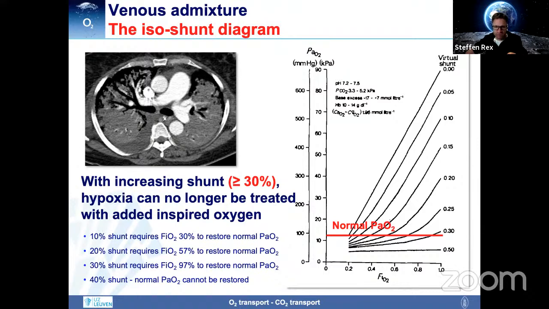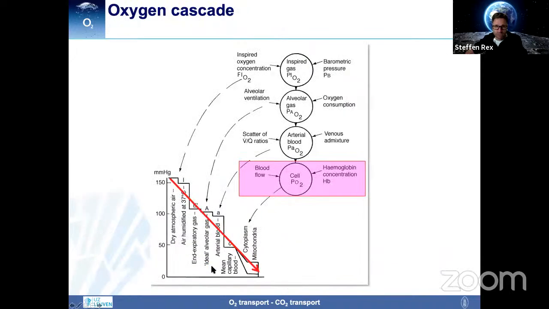But this is the basis for this. So this is a relationship between CaO2 and PO2. And if the shunt fraction, if the venous admixture is higher than 30%, you cannot save the patient anymore with 100% oxygen. Now we come into the blood.